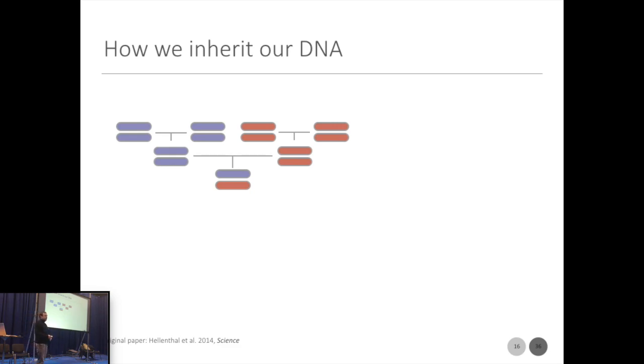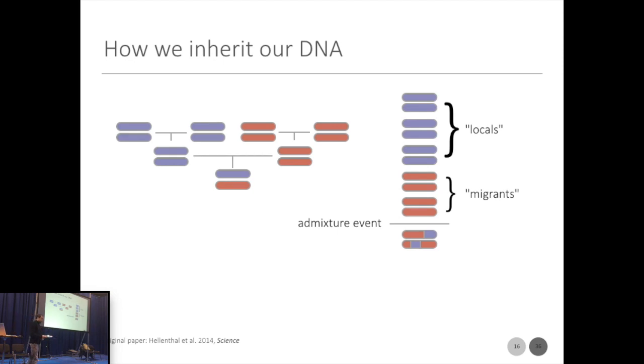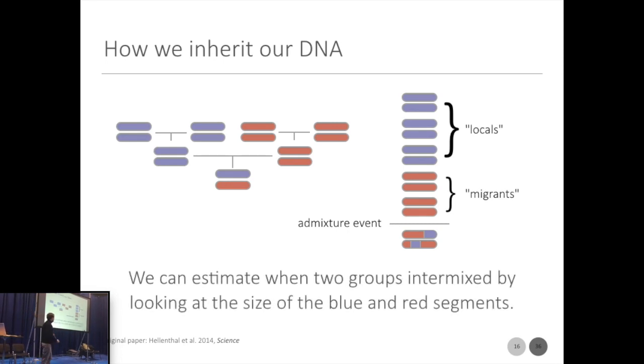If you consider a case where you have a local population and a population of migrants that comes in, and you have some sort of admixture event, you can use the different stretches of DNA from each, and you can use the length of these segments to get an estimate of when that particular admixture event happened. Essentially, the longer ago it was in the past, the shorter the segments will be.